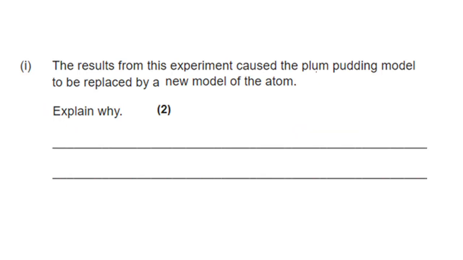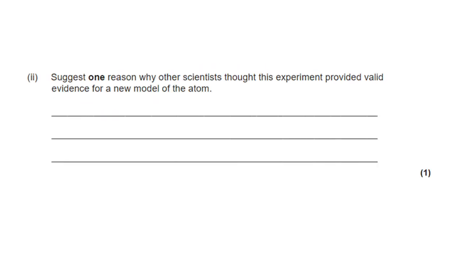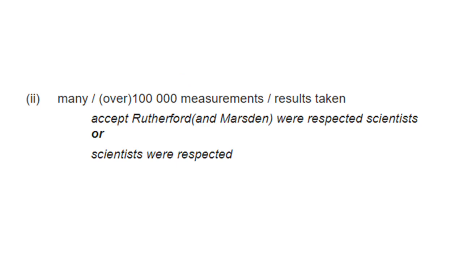The results were replaced, explain why. It's a general scientific question. Okay, the results could not be explained by the plum pudding model. And finally, why did scientists believe it? They made so many measurements. They made over 100,000 measurements and they were respected scientists. This was general science questions.